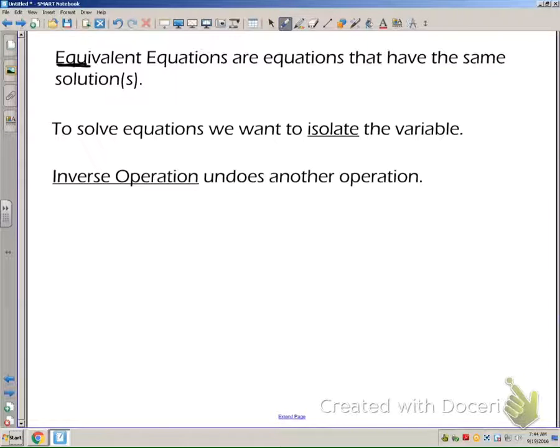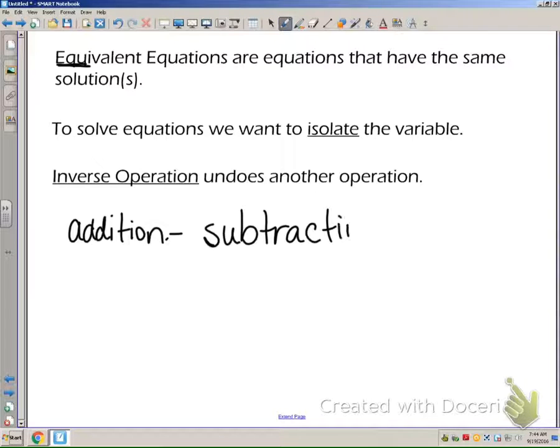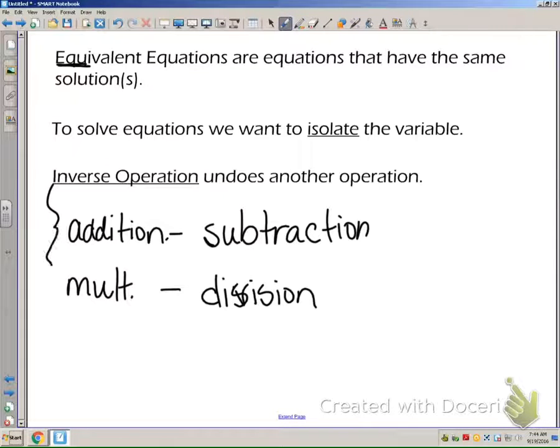And in order to do this, we have to know what inverse operations do. The inverse operation undoes another operation. So if we have addition, the inverse operation of addition, you already know, is subtraction. The inverse of subtraction would then be addition. With multiplication, we know the inverse operation of multiplication is division. And the inverse operation of division is multiplication. So these are inverse operations of each other.